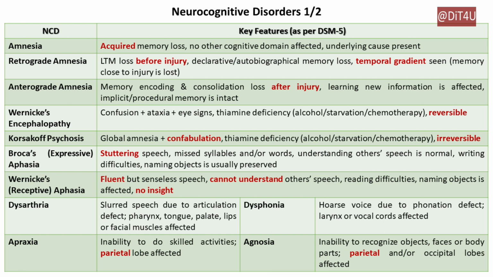Apraxia, inability to do skilled activities, previously learned activities are affected. Parietal lobe is primarily affected here. So examples would include things like not being able to dress up, make a cup of tea, or construct a star shape using matchsticks. These are the examples for apraxia.